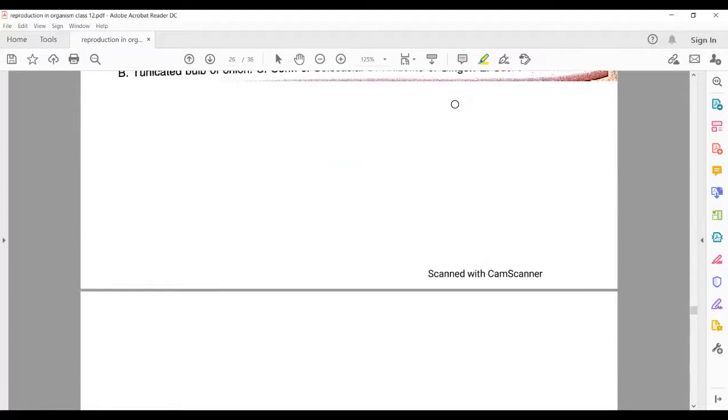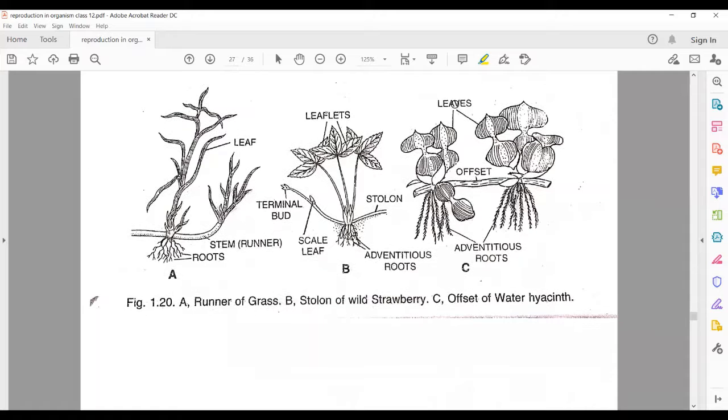Clear? So let's move ahead with some other examples also. Now we are talking about the runners of the grass. This is how the main stem runs, and through the nodal region the roots will be arising. And the further part you know very clearly. Cynodon dactylon is the example for the runners.